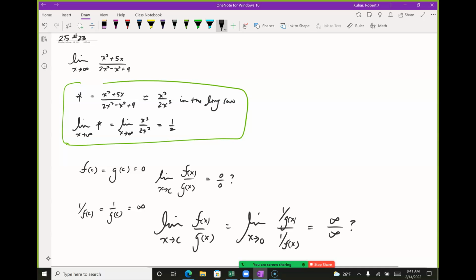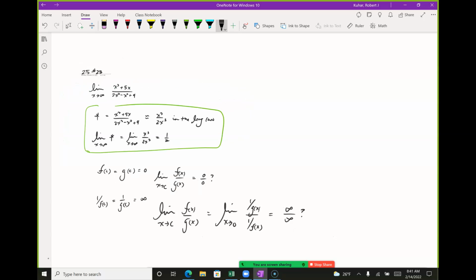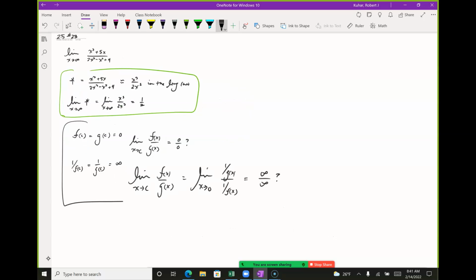So what is it saying? 0 over 0 is an indeterminate form, ready for L'Hopital's rule. Infinity over infinity is also used for L'Hopital's rule. Okay? So 0 over 0 and infinity over infinity are basically the same thing.